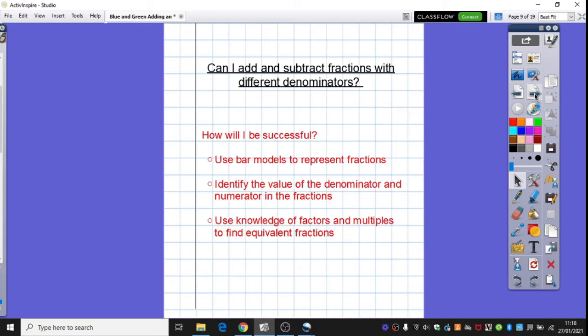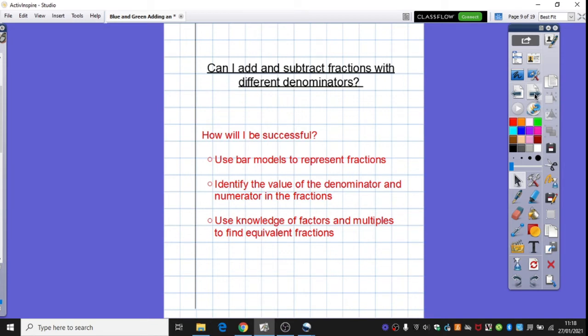Today we are going to be exploring adding and subtracting fractions with different denominators. Now we have looked at this before in class. It's a little bit of a tricky part of maths to do, but you did really well with this when we've explored it previously in the autumn term.